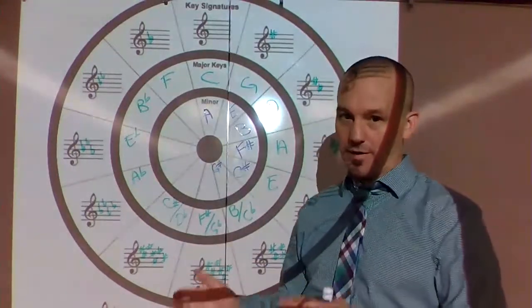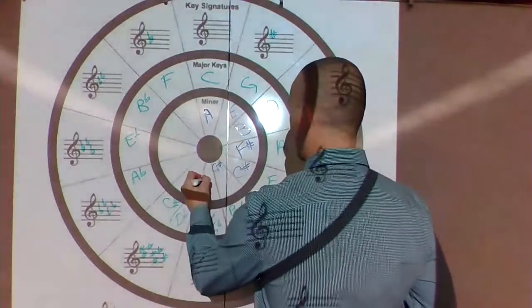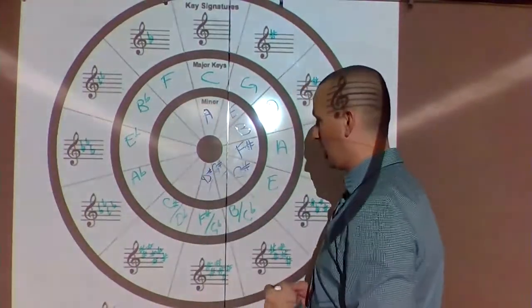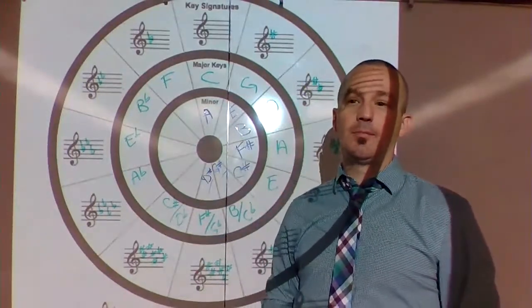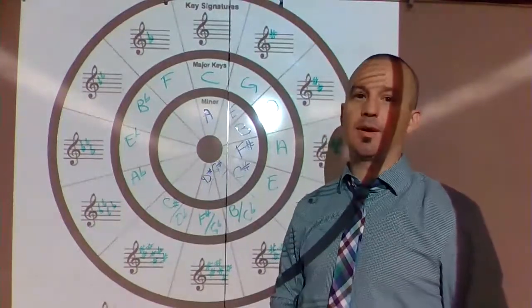So F sharp, back to E sharp. Now we have to go back a whole step to D sharp. So D sharp is the relative minor of F sharp. And finally, we get to C sharp. Pause the video and try to find the relative minor of C sharp major.